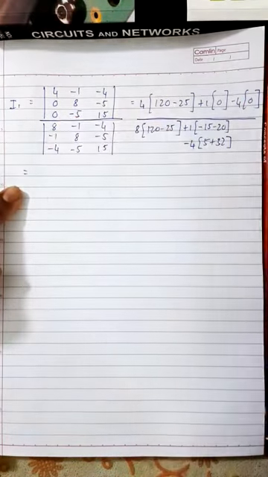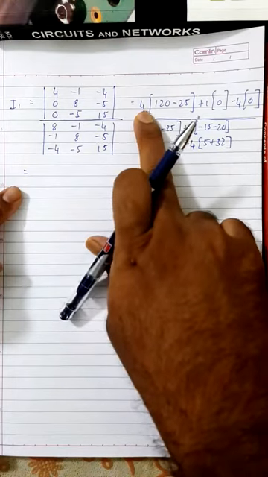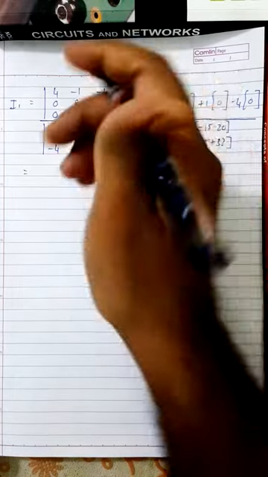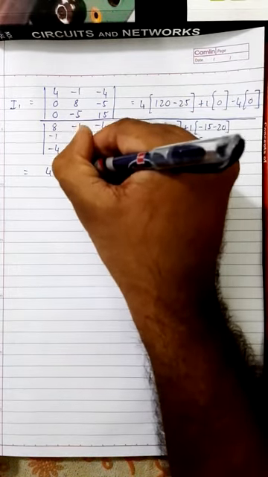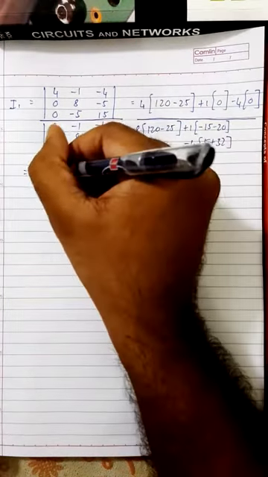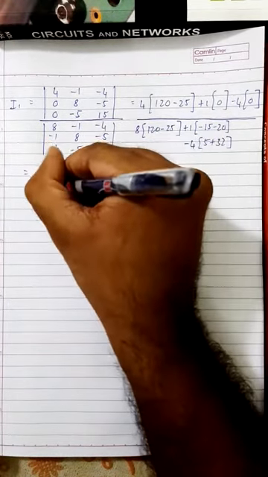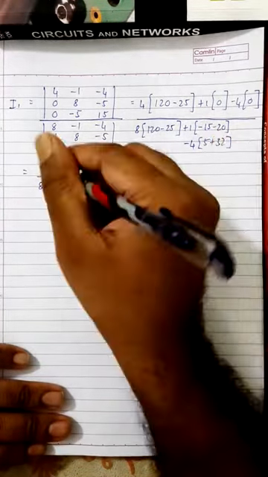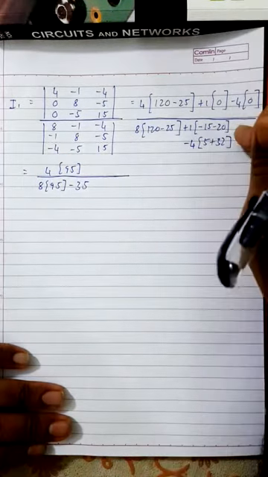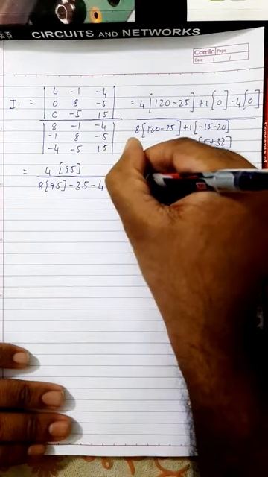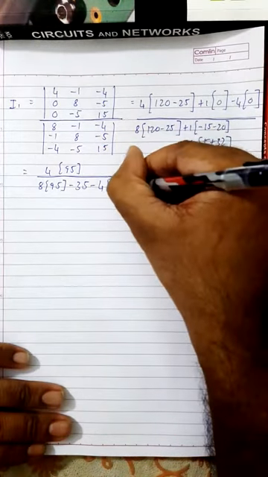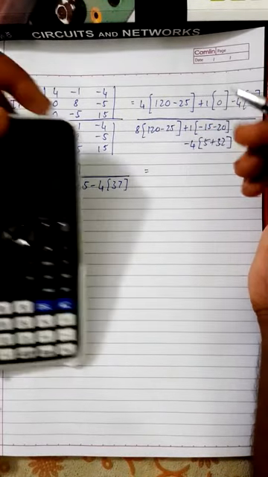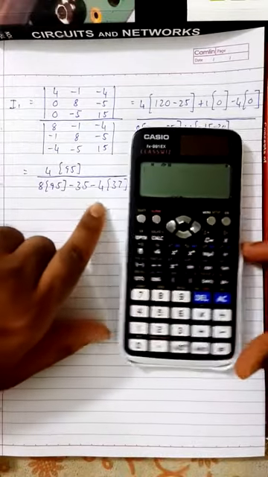So therefore I1 is, here it will become 4 into 120 minus 25, that is 95, so it is 4 into 95 by, and here it will become 8 into 95, and this is minus 35 and this is minus 4 into 37, right? First I need to find the denominator separately so that I could use that to find I2 and I3 also.